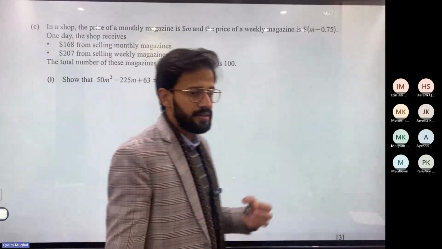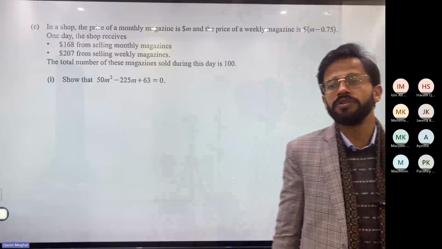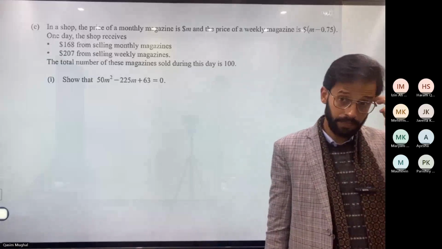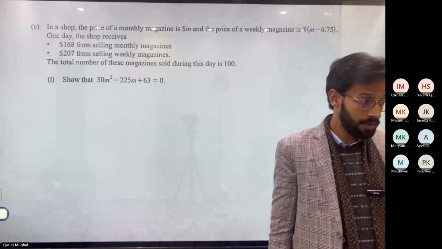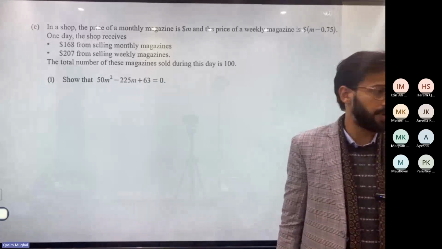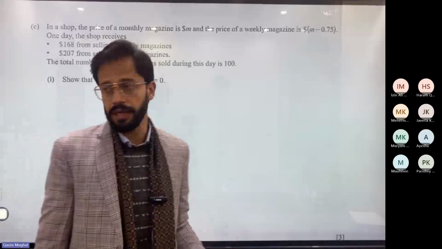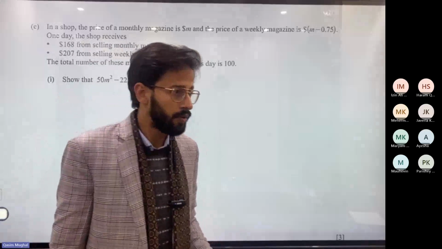Okay, what is the key information which is helping you to develop a relation in this question? The total number of magazines. So you're talking about a quantity here. You're talking about a quantity.